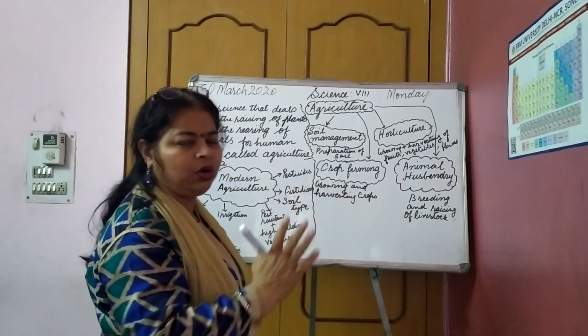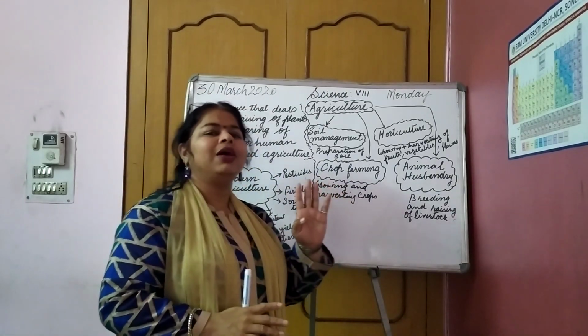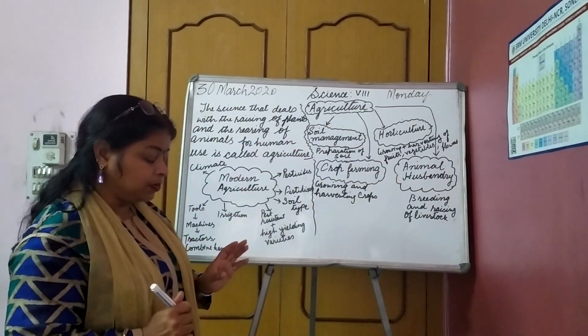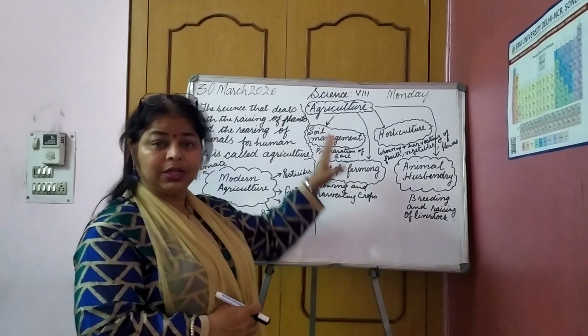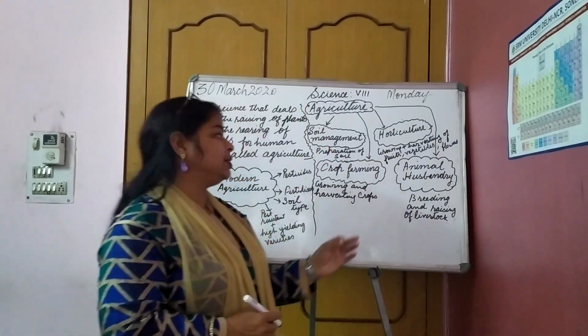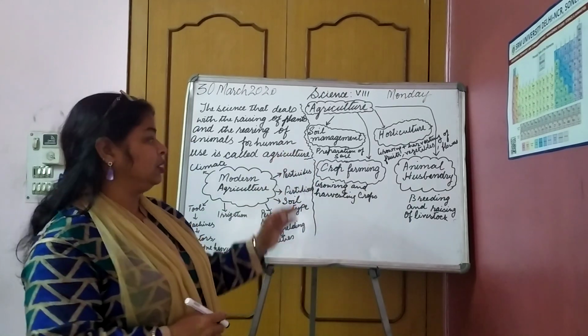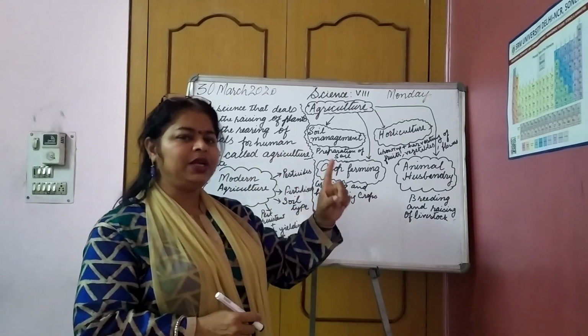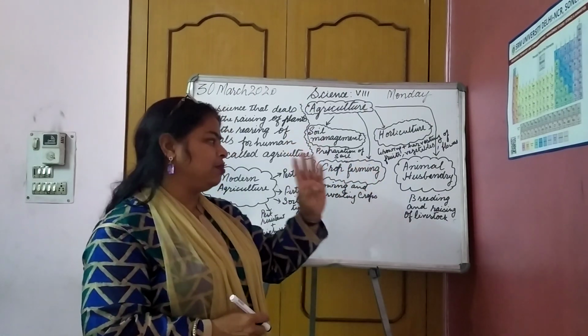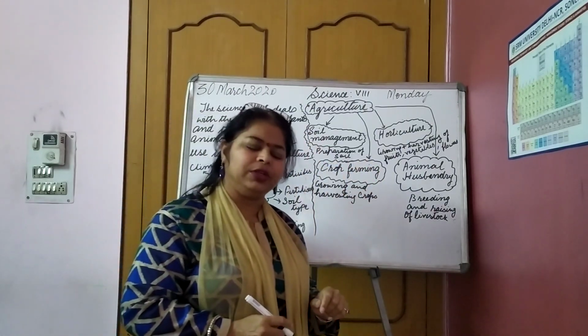These are the four aspects of agriculture. Okay, now I think it is clear to you. So there is a question: what are the four aspects of agriculture? They are: number 1, soil management; number 2, crop farming; number 3, horticulture; and number 4, animal husbandry.